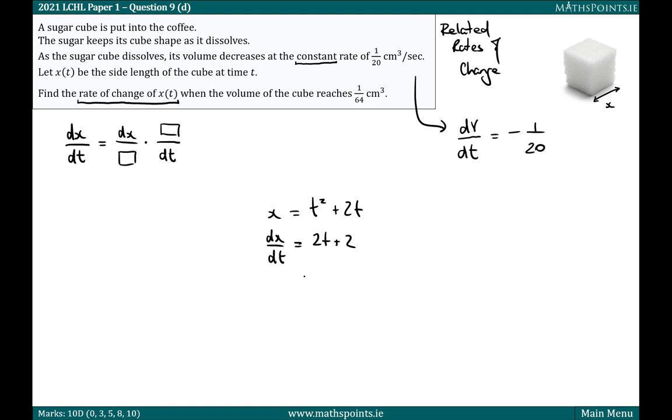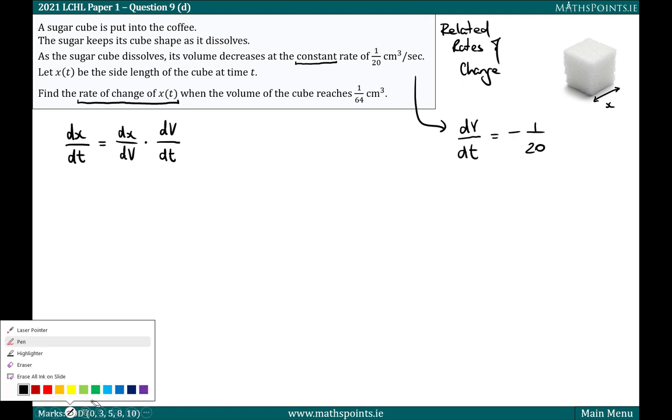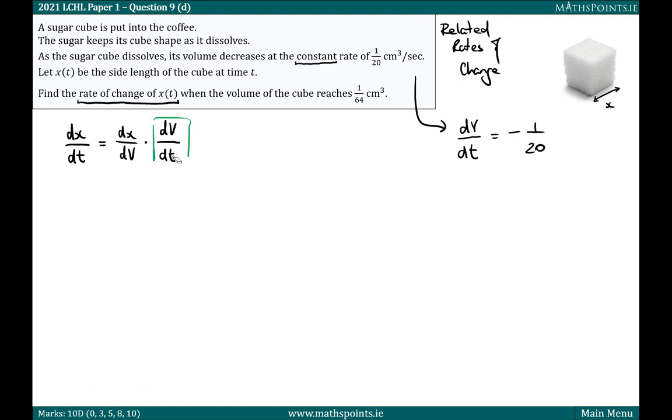But I'm not given a formula with x's and t's. I was given information as to what dV dt was, and I was asked to find dx dt. So we can see that the other letter in this question is clearly dV. So I'm going to put dV here, and I'm going to put dV here. Now, we already know dV dt. dV dt is minus 1 over 20. So that's here. What we need to find is dx dV.